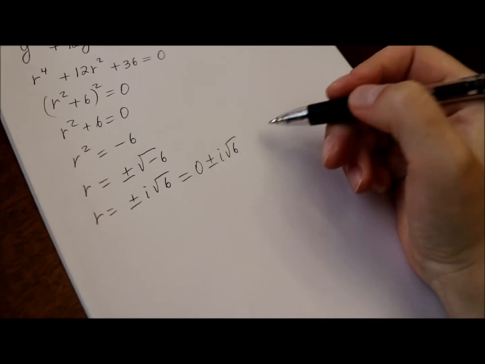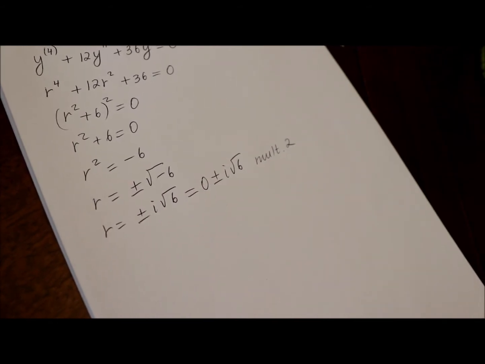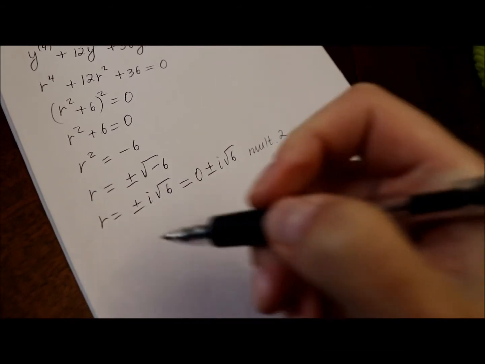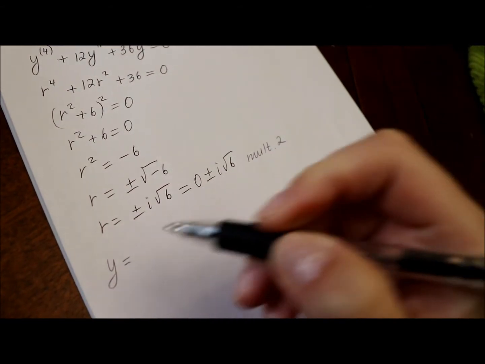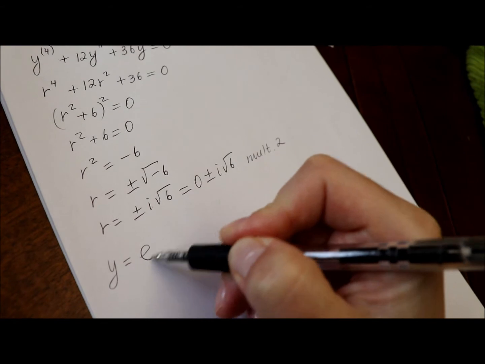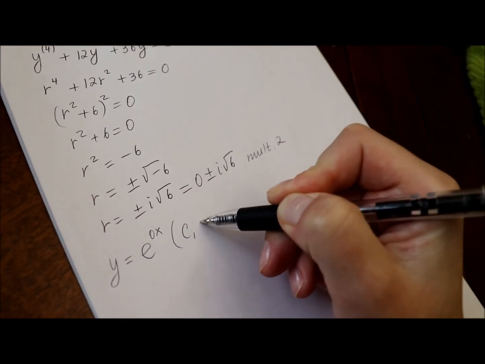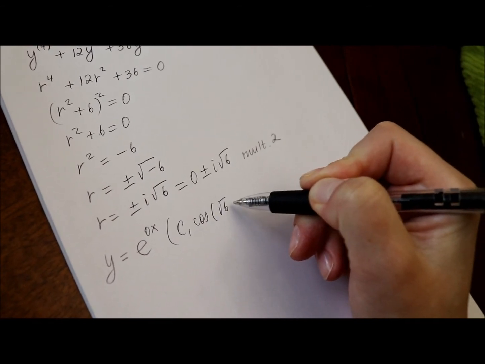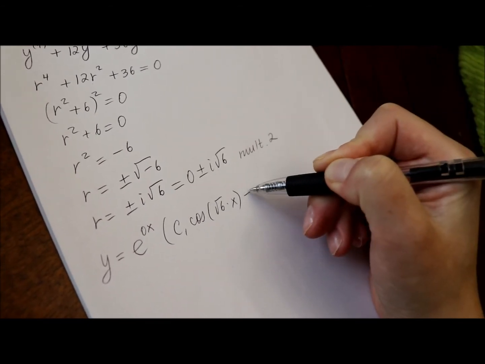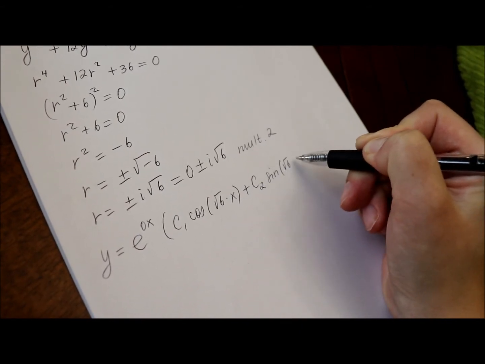Remember that both of these solutions are multiplicity 2. And now we can write the general solution. We get y equals, since we have an imaginary number, first we have e to the power 0x multiplied by c1 cosine square root of 6 times x plus c sub 2 sine square root of 6 times x.